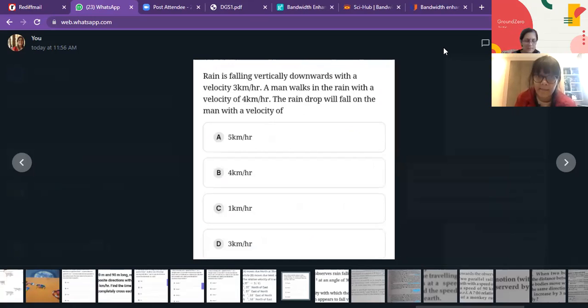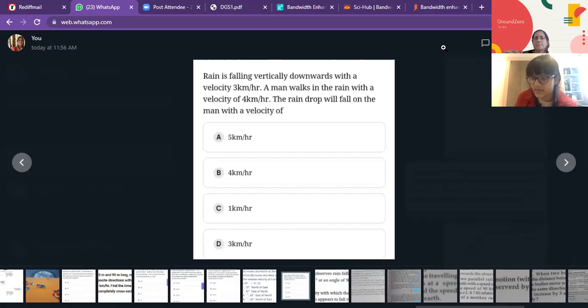Okay, the rain one. Rain is falling vertically downwards with 3 kilometer. A man walks in the rain with 4 kilometer. Now it is asking the velocity of the rain. 5 kilometers. Yeah, so how did you do this?